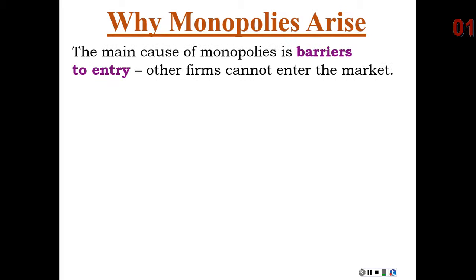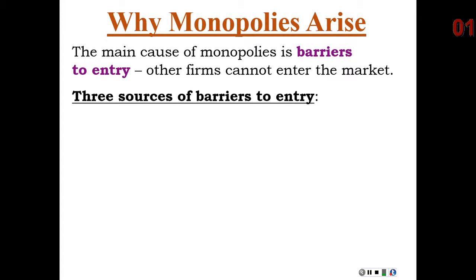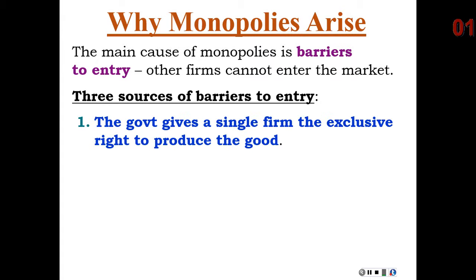Okay, so why do monopolies arise? Essentially, the main reason is because of some barrier to entry. Other firms would like to enter the market, but they can't for some reason. There are three main sources of barriers to entry. The first one is that the government gives a single firm the exclusive right to produce the good.